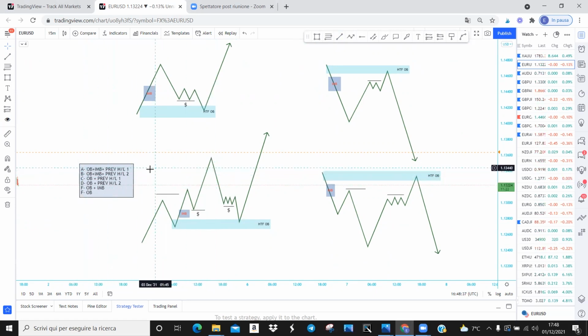So A setup is this one here for buys and for sells. B setup is this one for buys and for sells, okay? Now, the C setup and the D setup is basically the same, but without imbalance, okay? Without imbalance, it's just the same, just there is no imbalance here. It's a little bit less confirmation, but still very good.